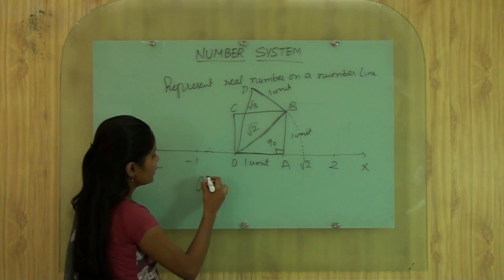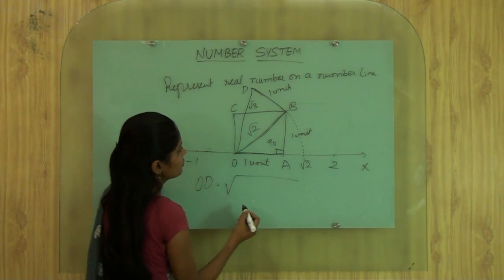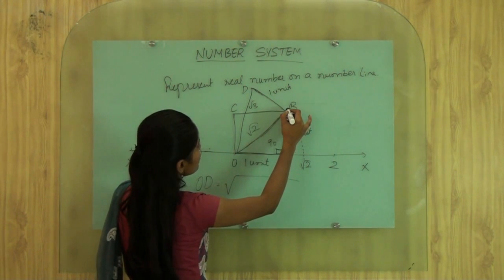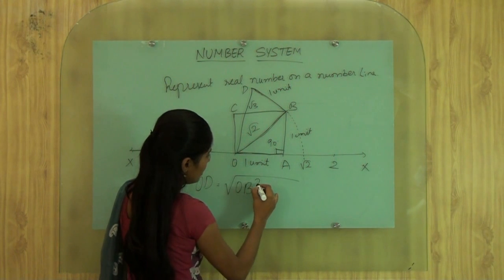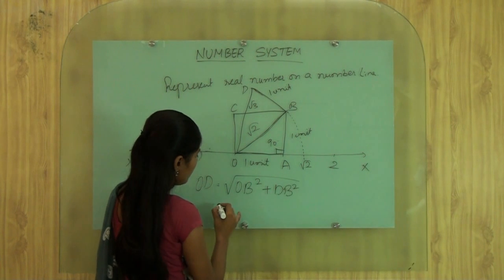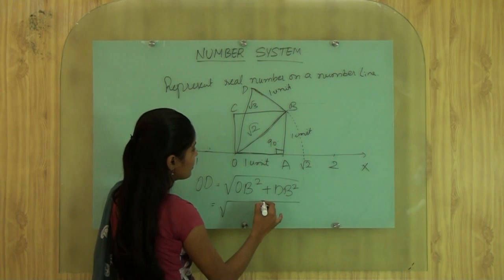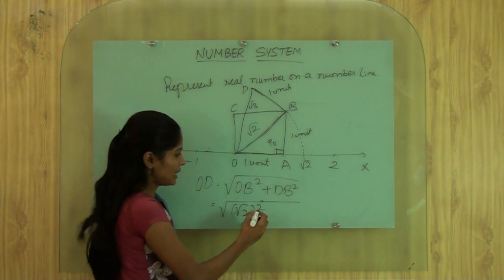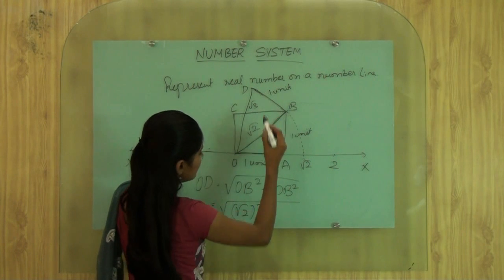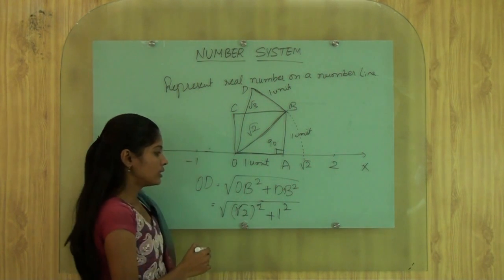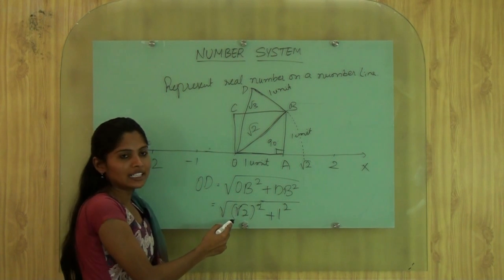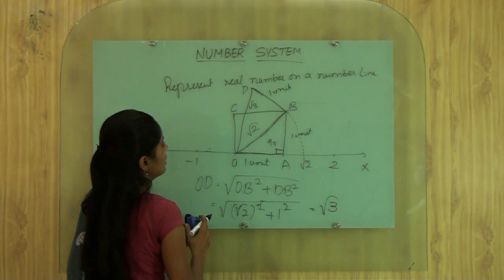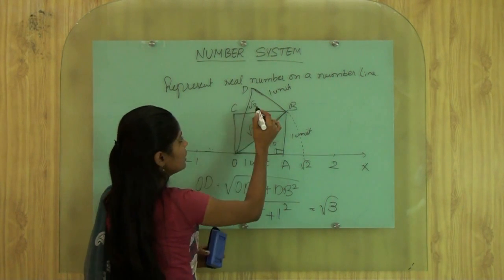How can you calculate? OD is equal to root of OB square plus DB square. We know the values. What's the value of OB square? OB is root 2, so root 2 whole square plus DB square. DB is 1 square. The square root and the square will get cancelled. So that is 2 plus 1, 3. So this is root 3. Now we have got the value of OD, root 3.